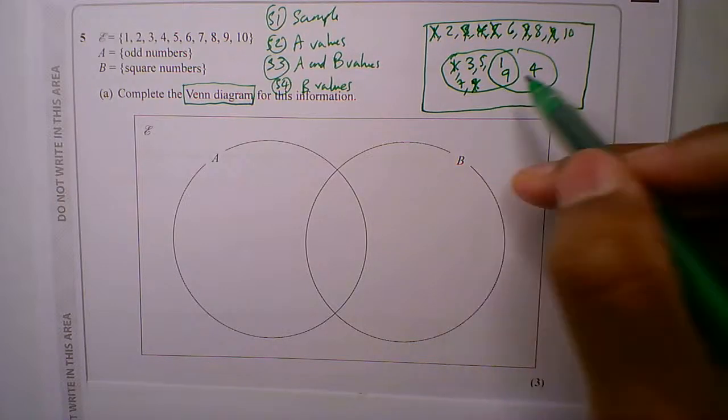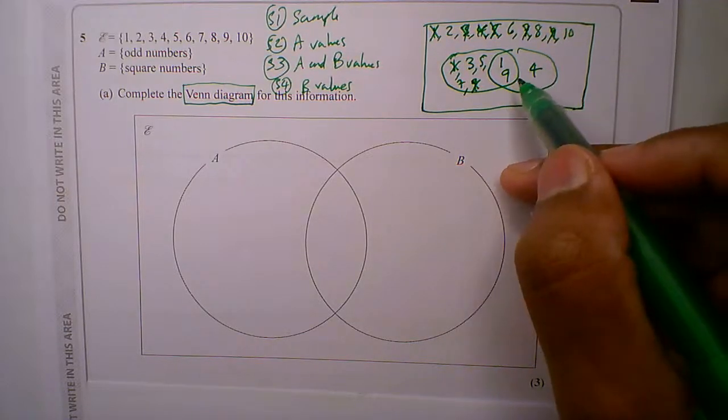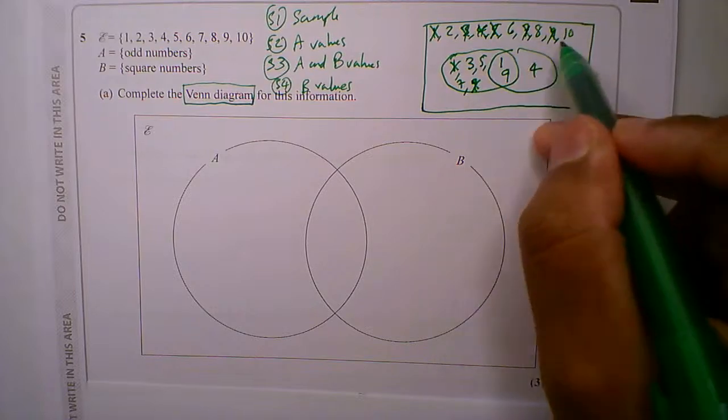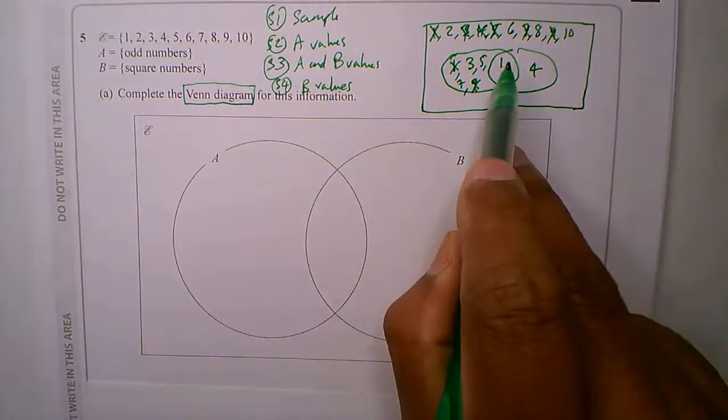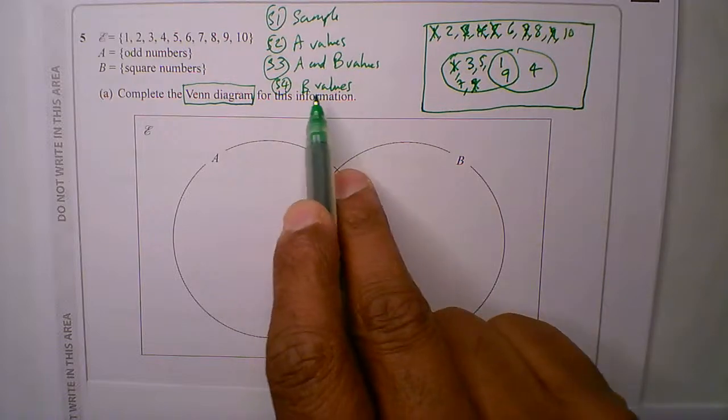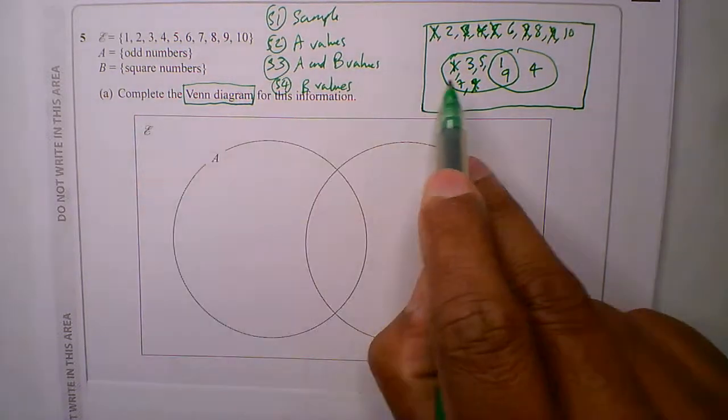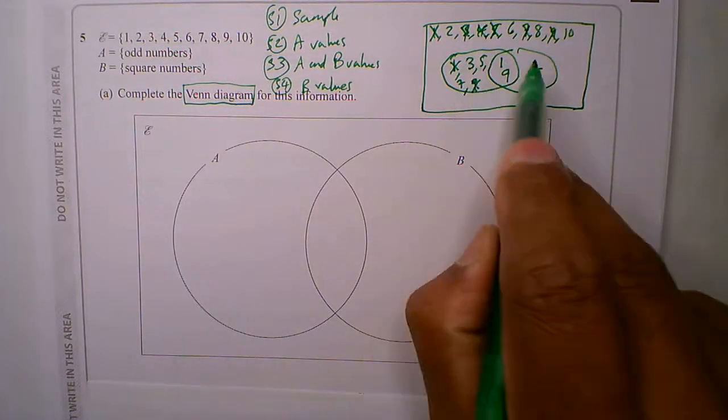And then after 9, 3 times 3 is 9. 4 times 4 is 16. So it's bigger than these values. Now I'm just going to check. I've done my A and B, and I've kind of touched on B values. Let me check for B values only. So I'm looking for square numbers. So I've covered them all. So this is quite messy.